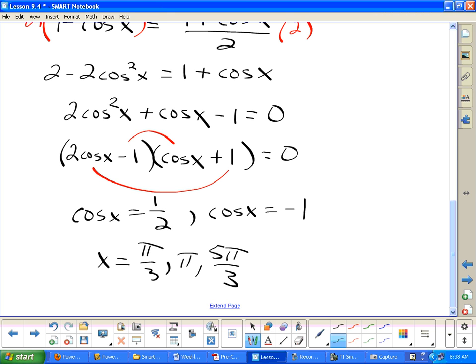And now our unit circle, cosine is positive 1/2 here and here, and it's negative 1 over there. So pi over 3, 5 pi over 3, and pi would be our answers.